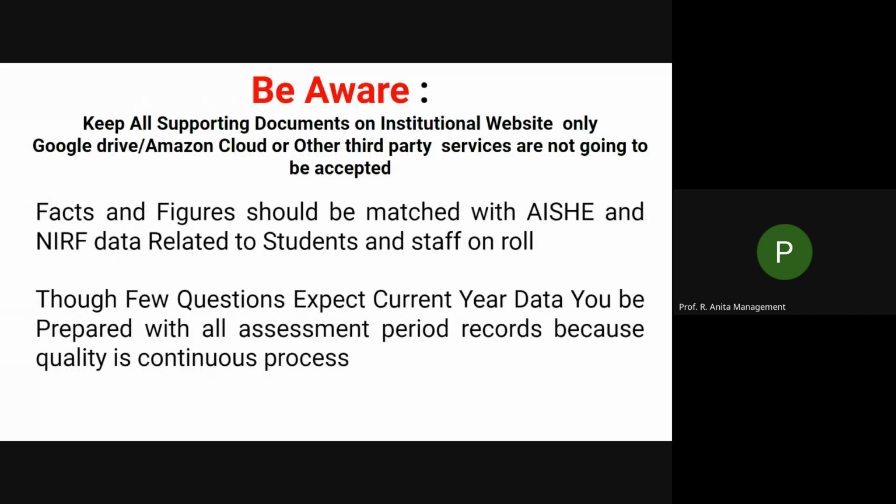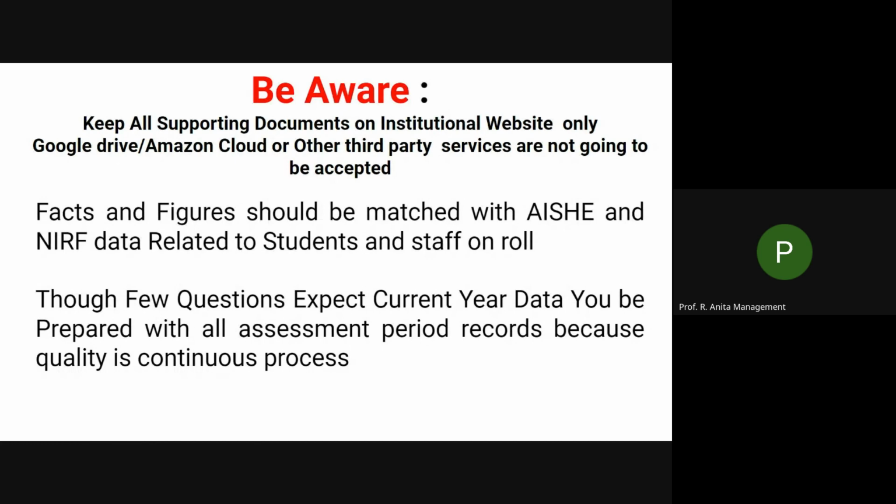And you have to be aware that all the supportive documents that you have should be on the institutional website only. You should not go for Google Drive or Amazon; third-party services are not going to be accepted. So under the institution website you should be able to upload all the supporting documents. And the facts and figures that you show should match the All India Survey on Higher Education and NIRF data related to students and staff on rolls, because finally NAAC is going to take from there.